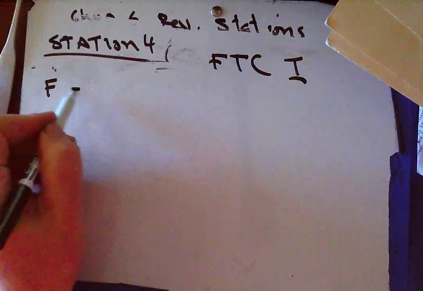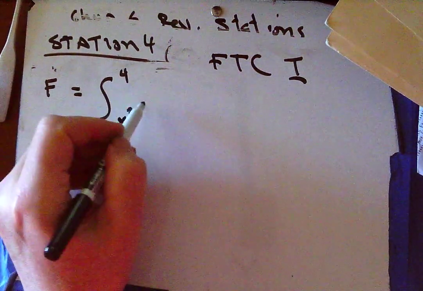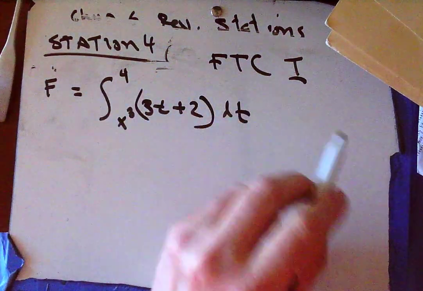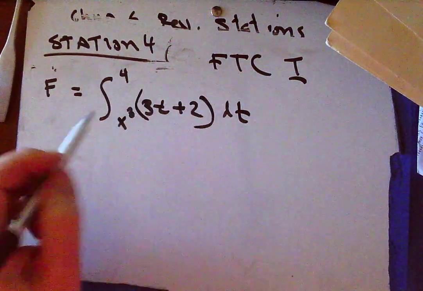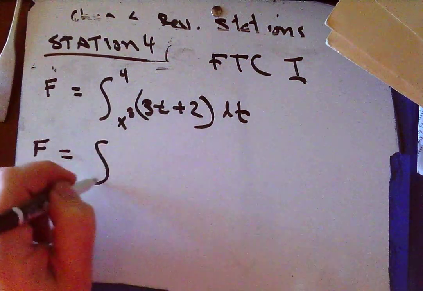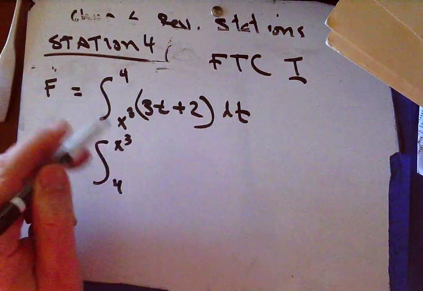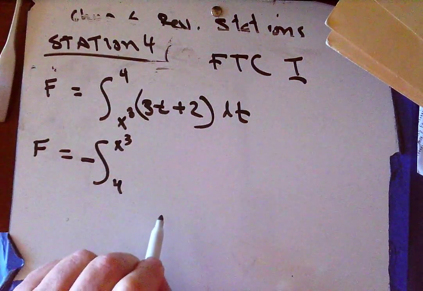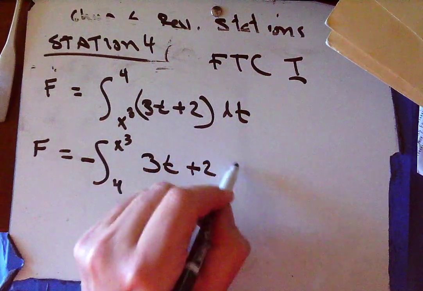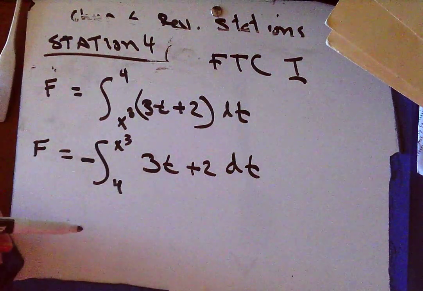We're looking for big F prime again. This time we have the integral from x to the third to 4 of 3t plus 2 dt. Well, remember our FTC1 only works if the constant is on the bottom. So big F has to be from 4 to x to the third, but I can't just randomly flip these boundaries unless I also put that negative in front. 3t plus 2 dt. So when I take the derivative here, derivative undoes integral.